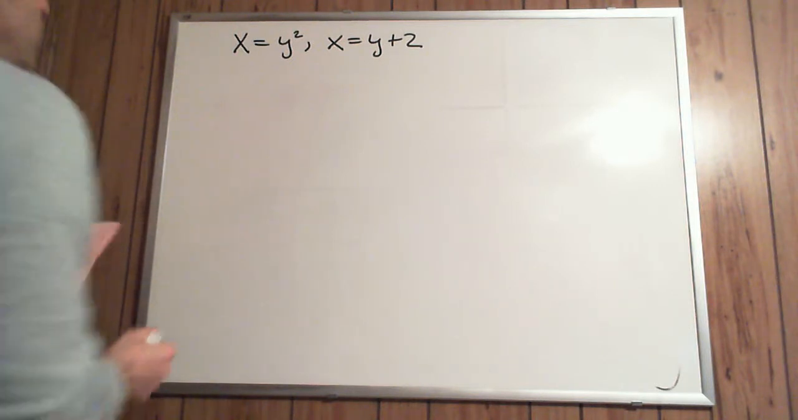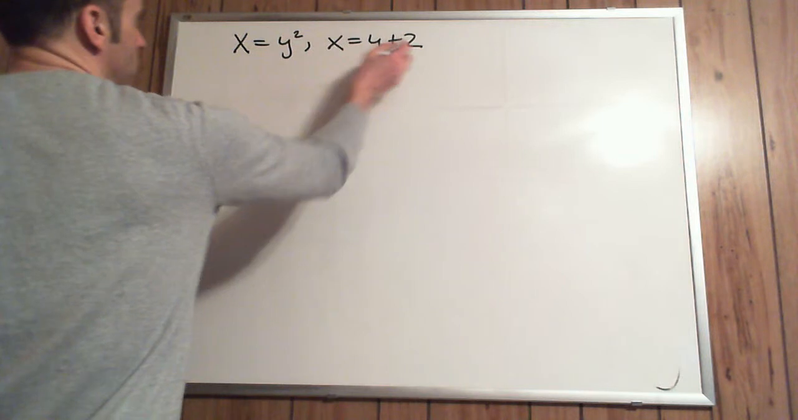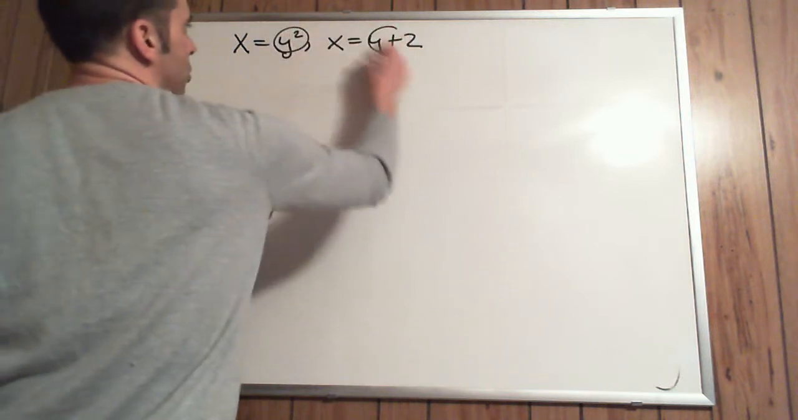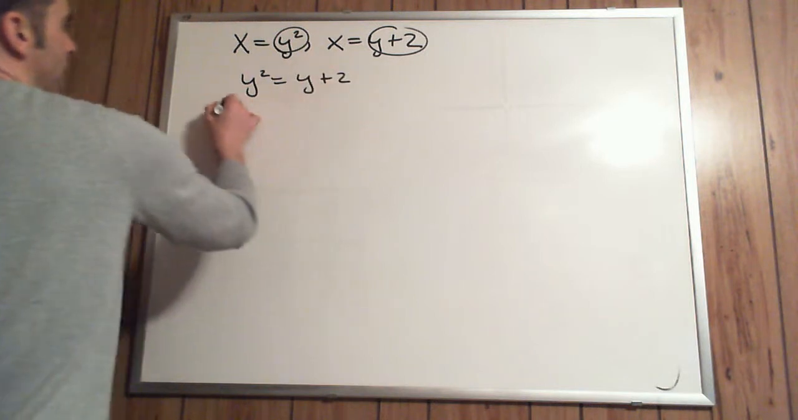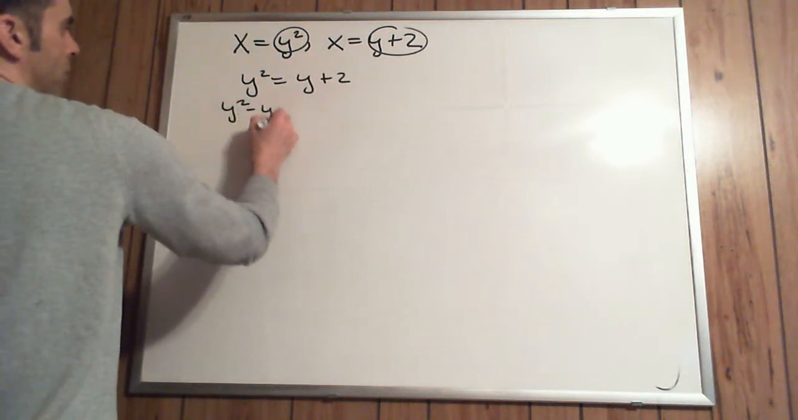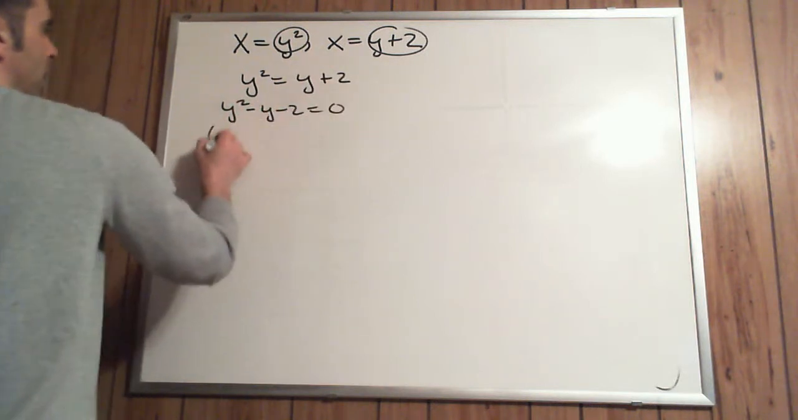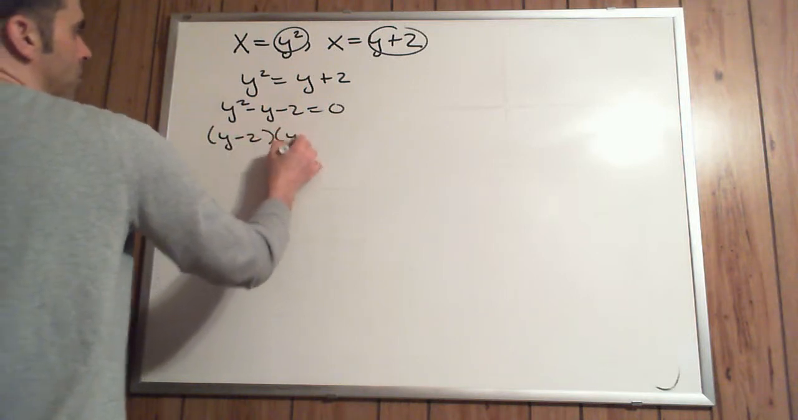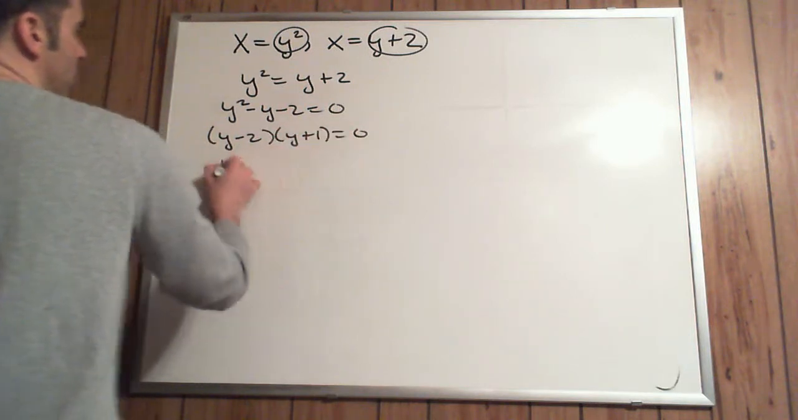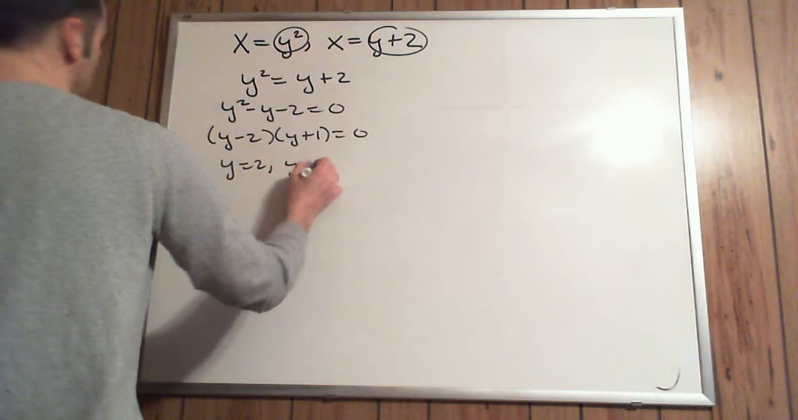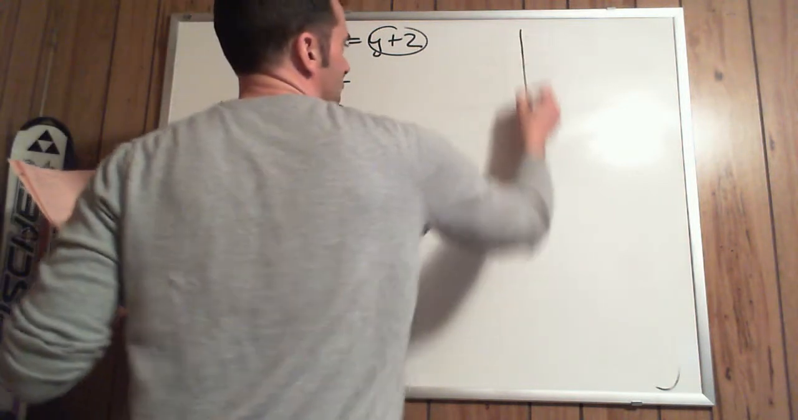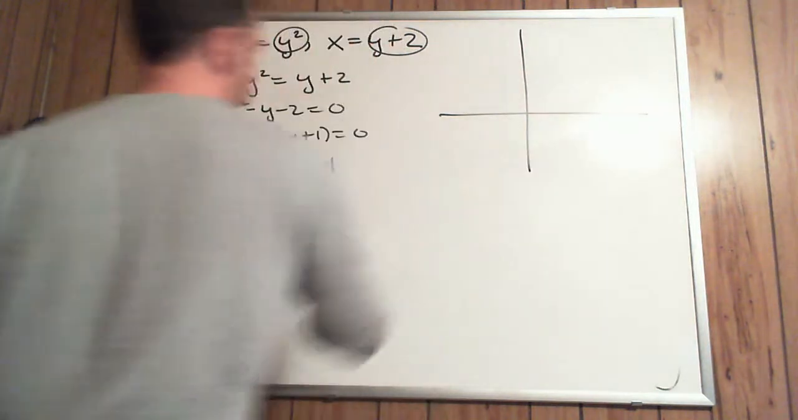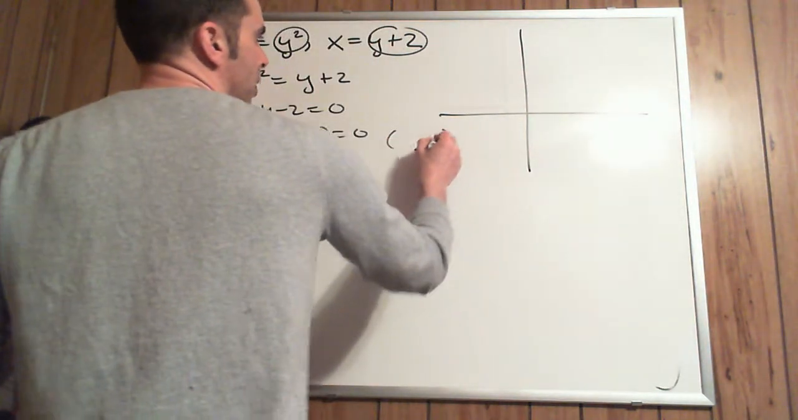So what I'm going to do is, since x equals this and x equals this, I'm going to set this equal to this over here to find out where they intersect. So it'd be y squared minus y minus 2 equals 0. Factor: y minus 2 times y plus 1 equals 0. So y is 2 or y is negative 1. So everything gets reversed, meaning that now these are your y values. So let's go.